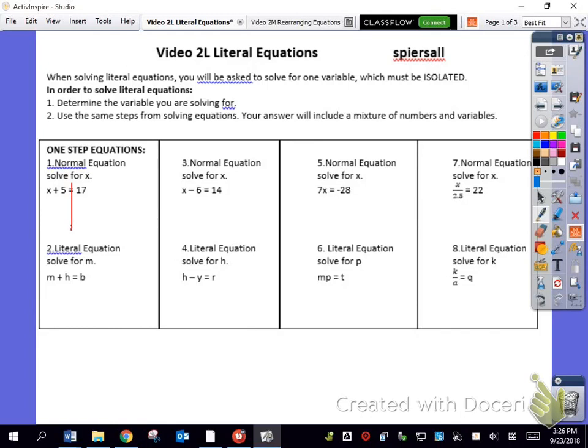So normally you draw our variable, draw our line, and we're solving for x. The opposite of adding 5 is to subtract 5. And so we would say x equals 12. Well, on the literal equation, I'm solving for m. So box your m. Well, what's the opposite of adding h? It is subtracting h. So just like above, I'm going to subtract. Those cancel out, so m equals.